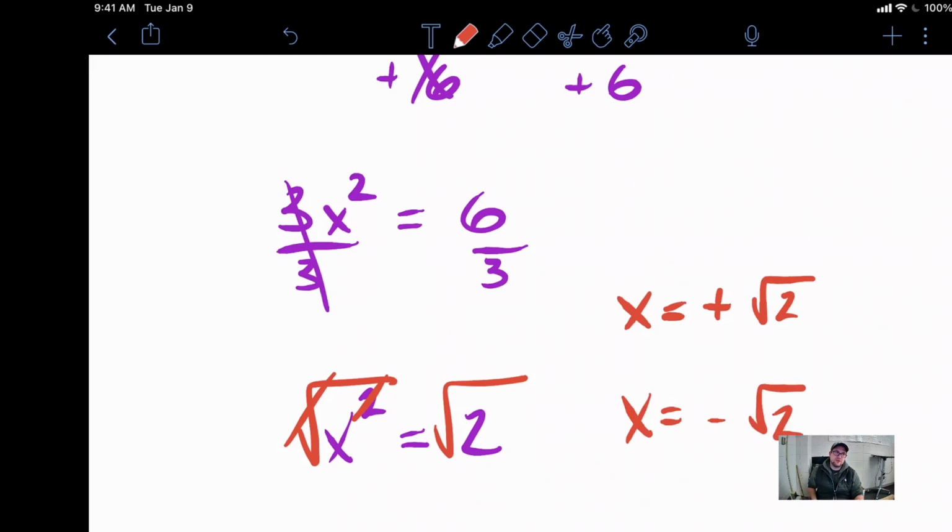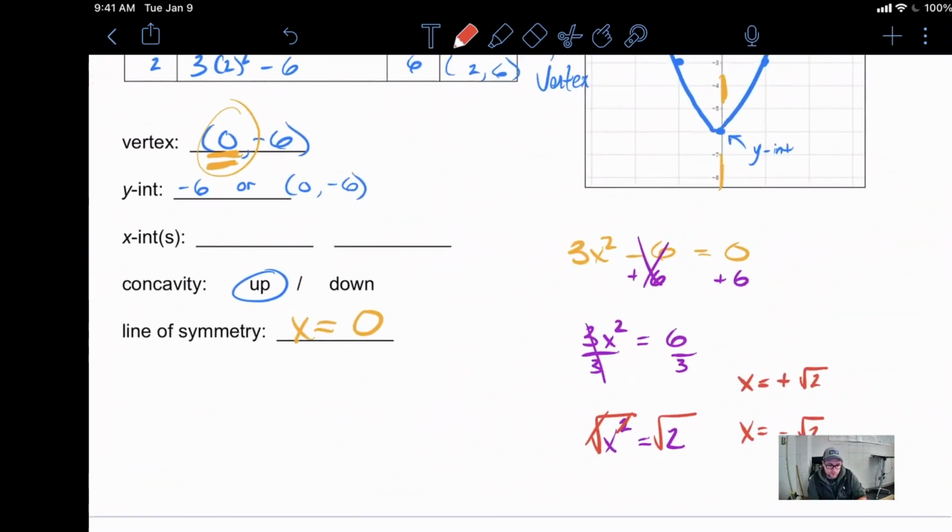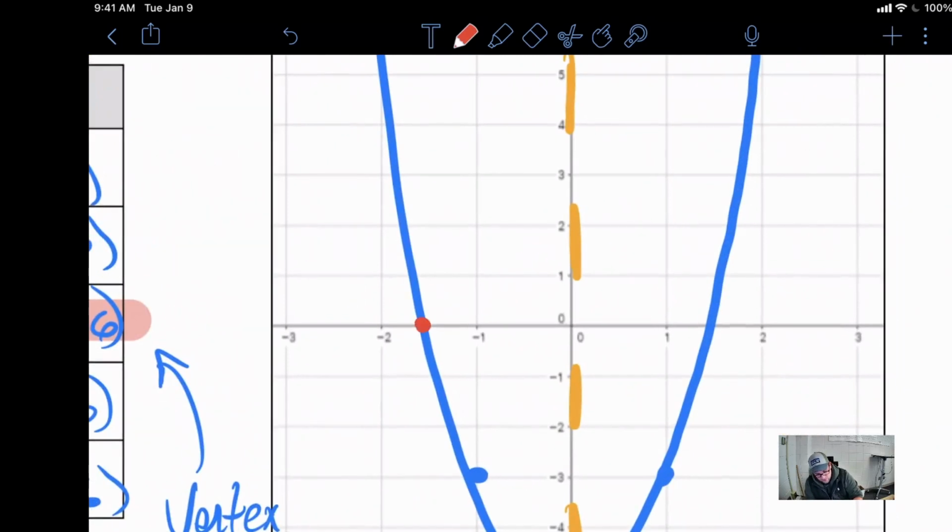Now officially, we could punch those in and get the decimal, but those are actually good enough for where we're at right now. So our x-intercepts will be at the positive square root of 2, comma 0, and then negative square root of 2, comma 0, because those are points, right? That's where we are crossing right here. Negative square root of 2, comma 0. And then over on the other side, we'll have the square root of 2, positive, comma 0, right?